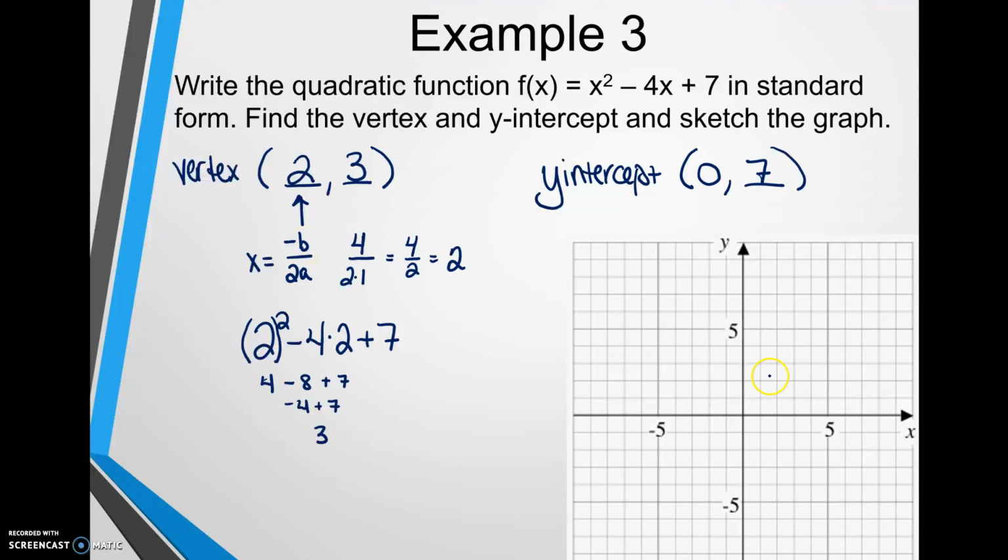Let's put this on the graph. 2, 3. That's where our symmetry line is. Our y-intercept is at 0, 7. Reflect that point over. And there's our lovely parabola.